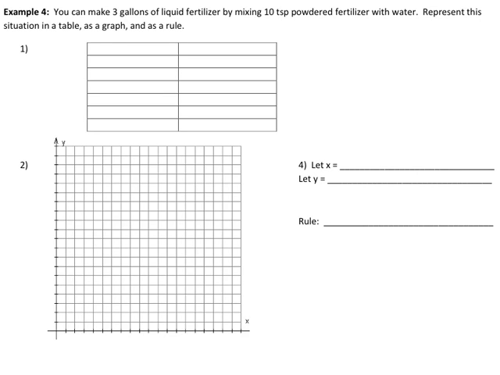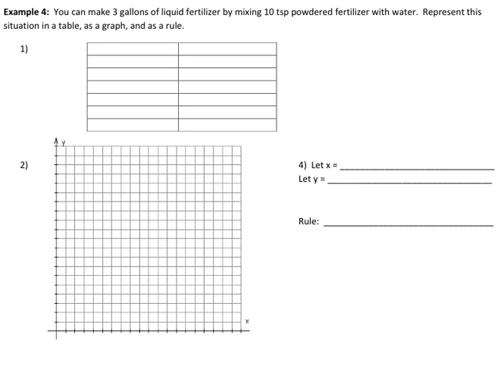In example 4, you can make 3 gallons of liquid fertilizer by mixing 10 teaspoons of powdered fertilizer with water. Represent the situation in a table, as a graph, and as a rule. The first thing we have to do in this problem is figure out which of the variables is the dependent one and which one is independent.